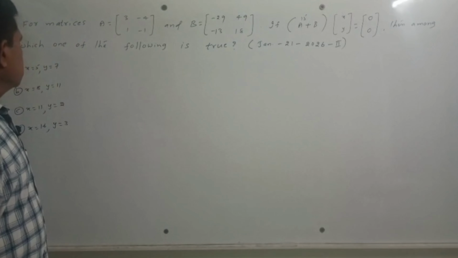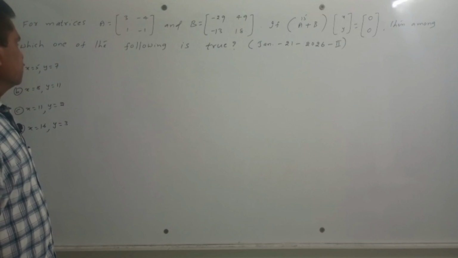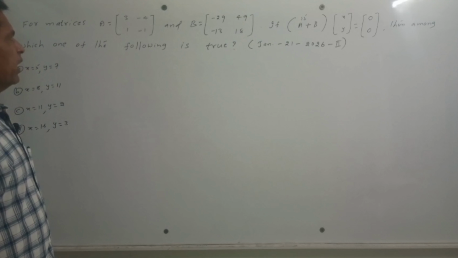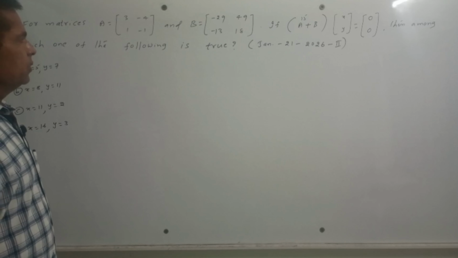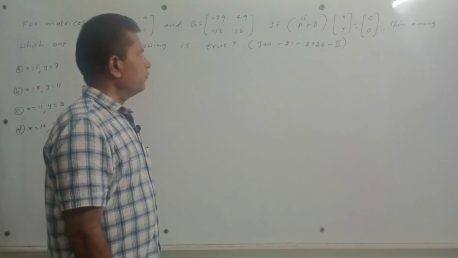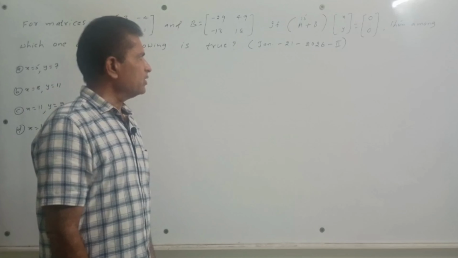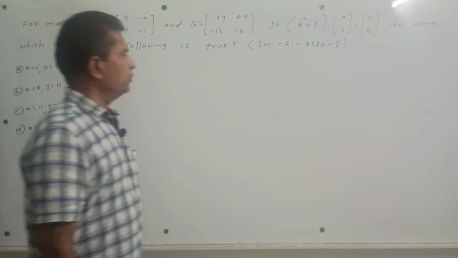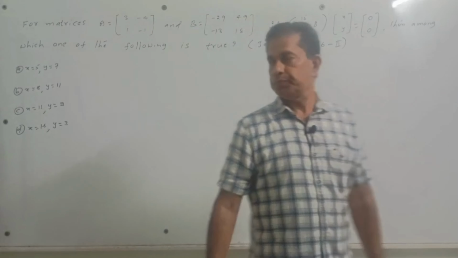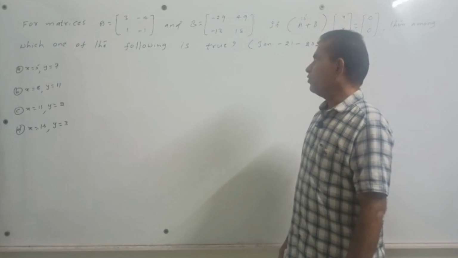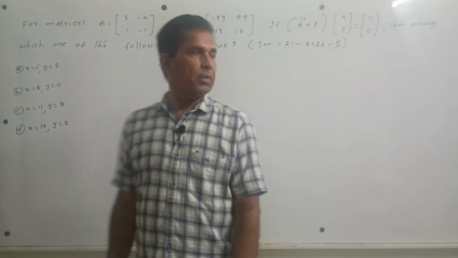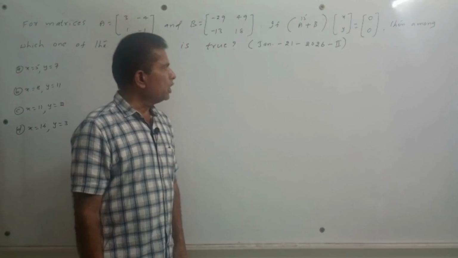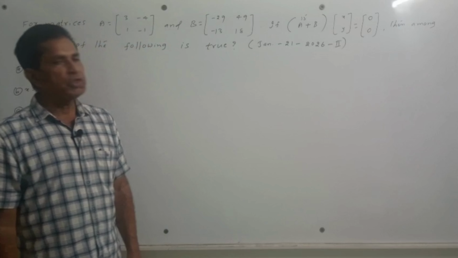For matrices A is equal to [3, -4; 1, -1] and B is equal to [-29, 49; -13, 18], if A to the power of 15 plus B into xy is equal to [0, 0], then which one of the following is true? This problem was given on January 21st, 2026 in shift 2.